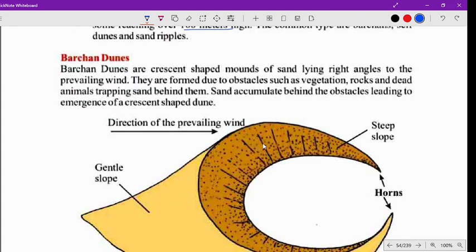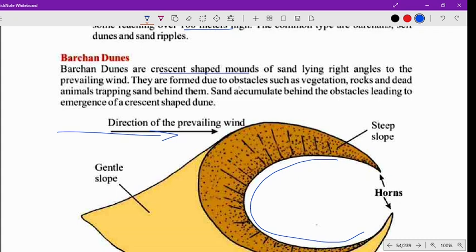So what is a Barchan dune? Barchan dunes are crescent-shaped molds. This is the crescent shape. Okay, and sand molds of sand lying at right angles to the prevailing wind. So the prevailing wind is coming from this direction.